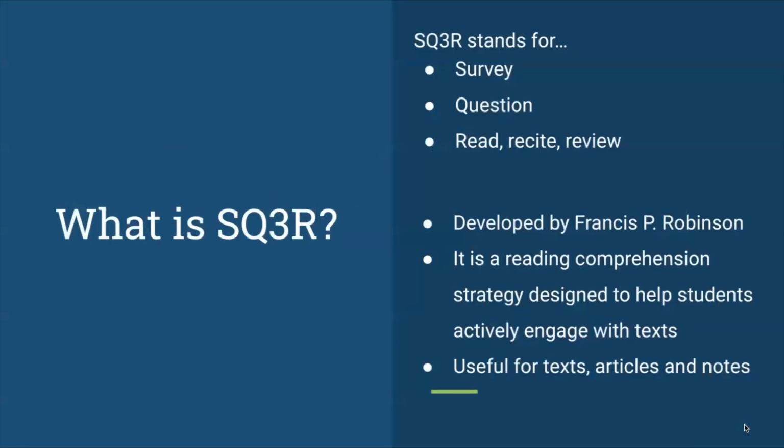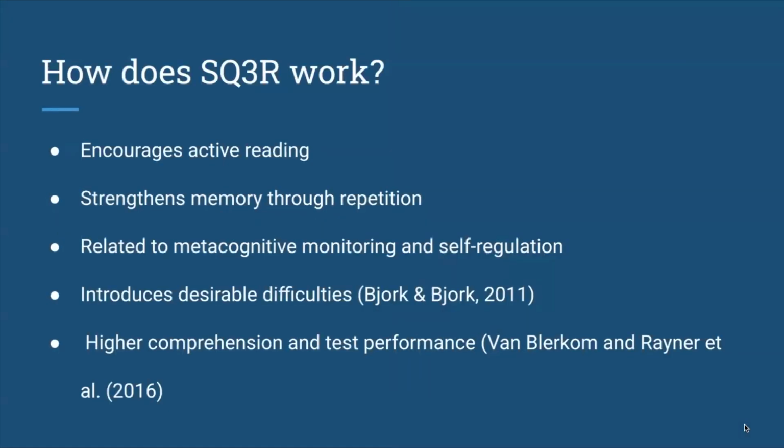So first off, what is SQ3R? SQ3R is a structured reading comprehension strategy that stands for survey, question, and then the three R's: read, recite, and review. It was developed by Francis P. Robinson and is used to help students better engage with the text instead of just reading it passively. The idea is to interact with the content in a way that boosts understanding and memory. I found it helpful not only for dense textbook chapters, but also for reading academic articles and breaking down my lecture notes.